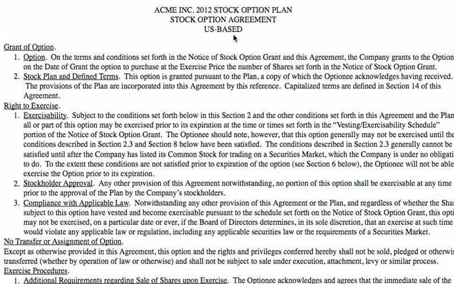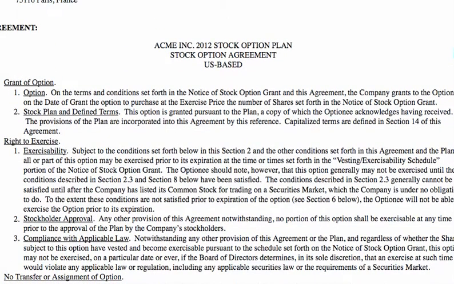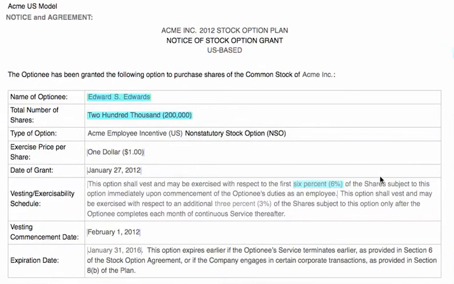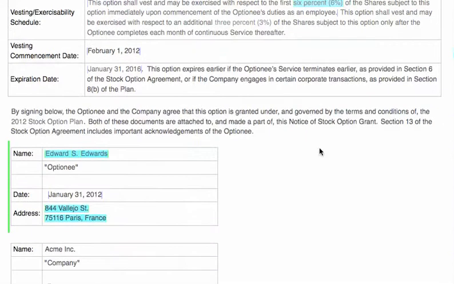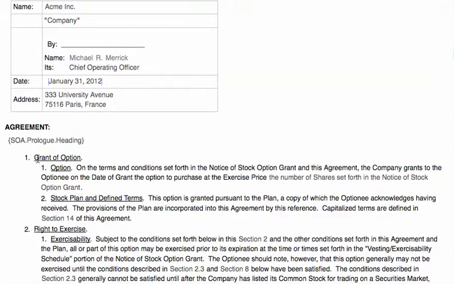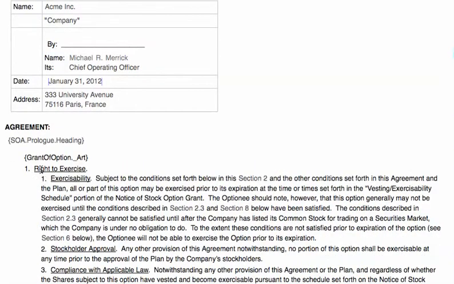This is the U.S. model, because there's also an EU model for Acme. And you can also see it in the full text mode here. Okay, so we can see what's different and how the entire thing is put together. Okay, so that's his deal. Thank you very much.